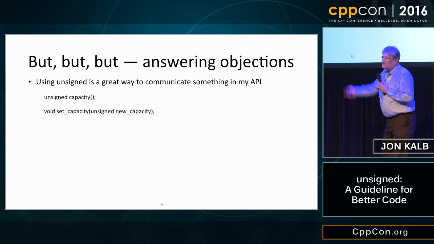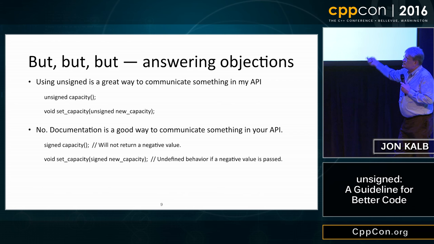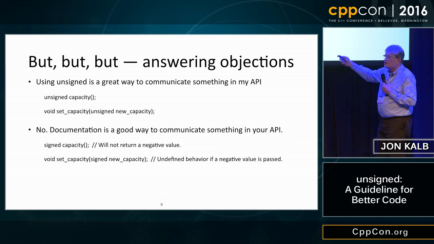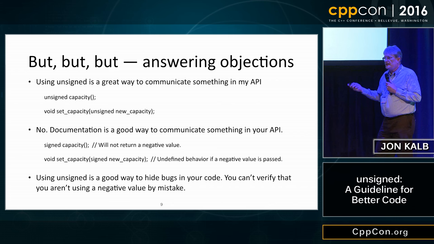So people will say, this is an excellent way of documenting my API. And I would say, no, documentation is a good way to communicate something about your API. Using things like unsigned types to communicate that it would be a bug if it were negative is, in fact, hiding those bugs. If your code actually returned a negative number because of a bug in your code and it got cast to an unsigned, you would not see that bug. You would be hiding the bug rather than revealing the bug, which is what we would like to see.